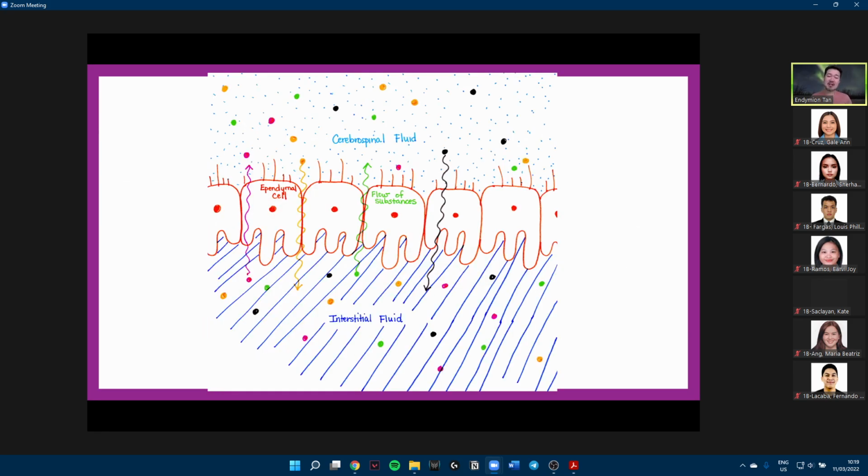Your ependymal cells are lined by your ciliated, simple cuboidal epithelium. They're very important because they can produce your cerebrospinal fluid. Later on, in the latter part of the discussion, you will see that it is not just the ependymal cells that would produce the CSF. Meron pang iba. But as of the meantime, we just have to remember, ependymal cells are lined by your ciliated, simple cuboidal epithelium that would help in the production of your cerebrospinal fluid, which is very important as a protection for the central nervous system.